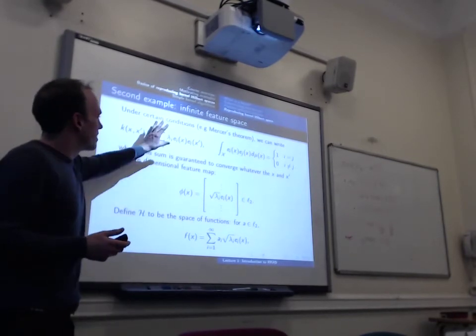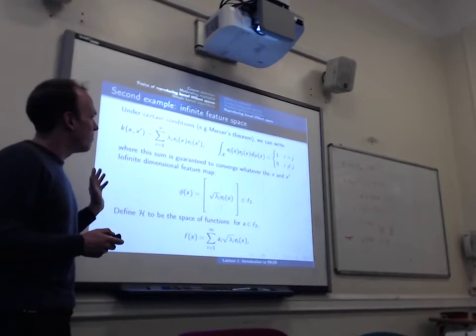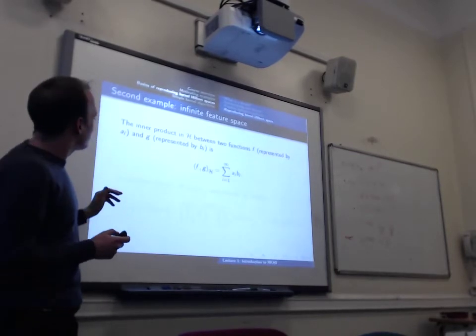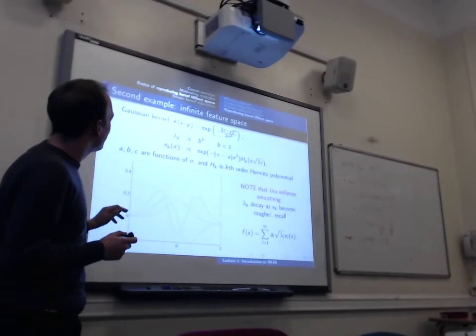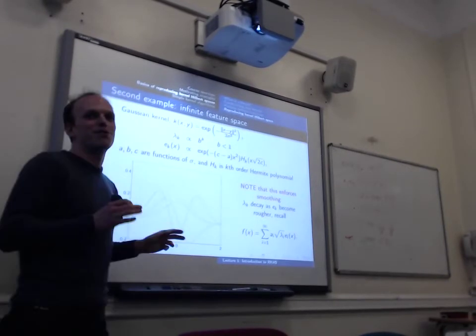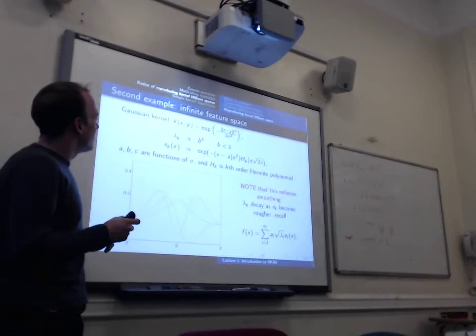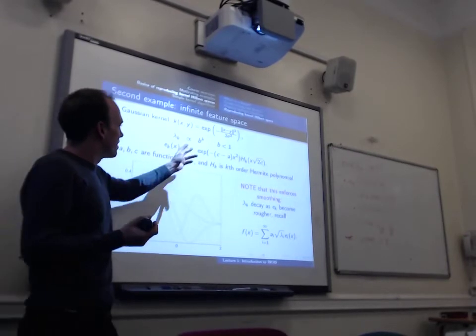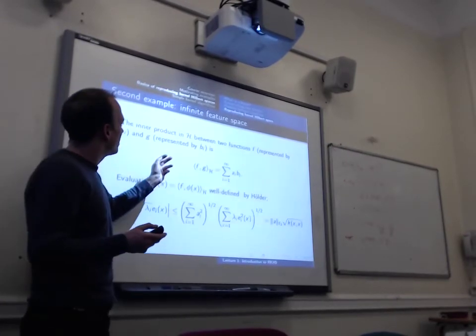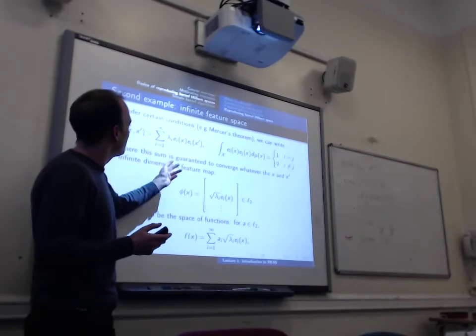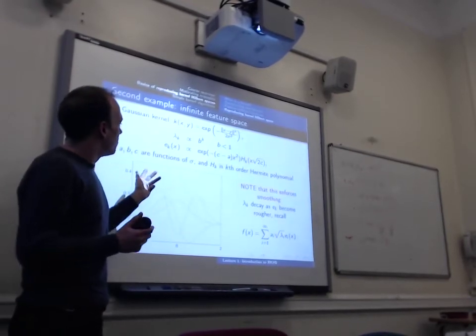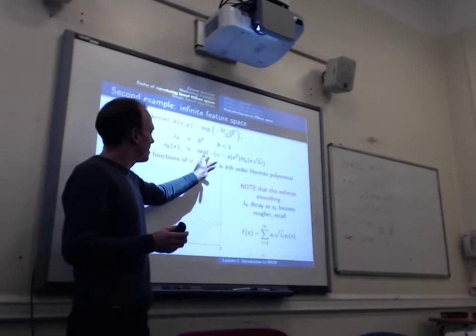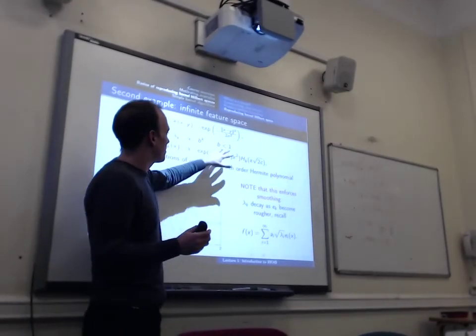So what's an interesting kernel that can be written in this kind of form? The Gaussian kernel is basically a kernel that has exactly this form, okay? So the Gaussian kernel can be written as this weighted sum of features, where these are basically Hermite polynomials scaled by exponentials.